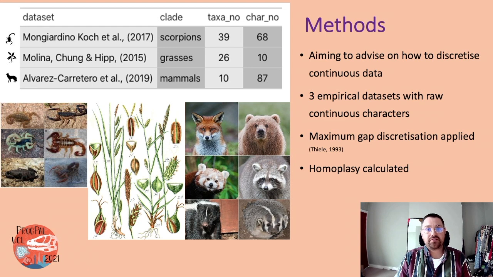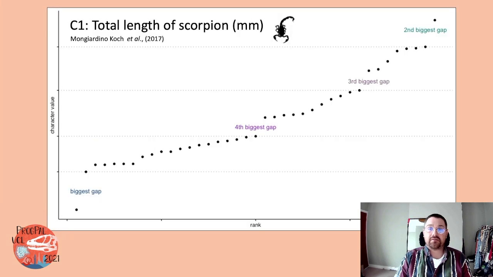We took 3 studies with clades across the tree of life, scorpion, grasses and mammals, that all contain continuous character data. We discretized those according to maximum gap discretization, and we calculated the homoplasy in the characters, comparing it to an independent molecular topology. So how does the discretization work then?